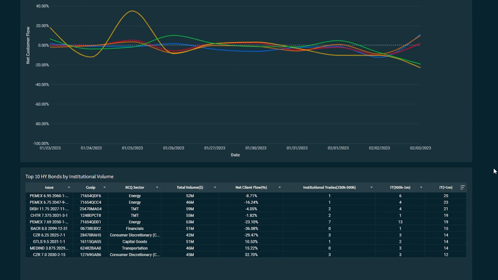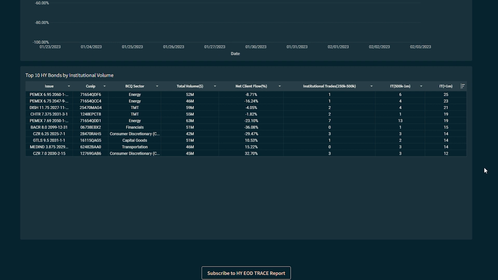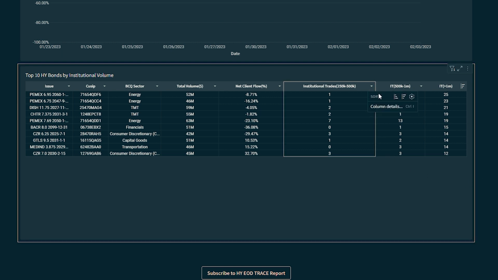In this last table, we display a list of the day's top 10 bonds ranked by institutional trade volume. Each row contains the bond's descriptive information, total volume on the day, institutional trade count by bucket size, and net client flow. Additionally, each column features a drop-down to sort ascending or descending.